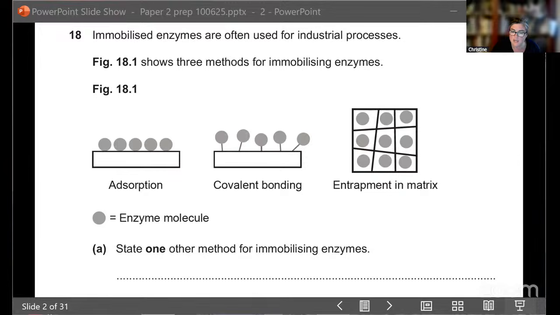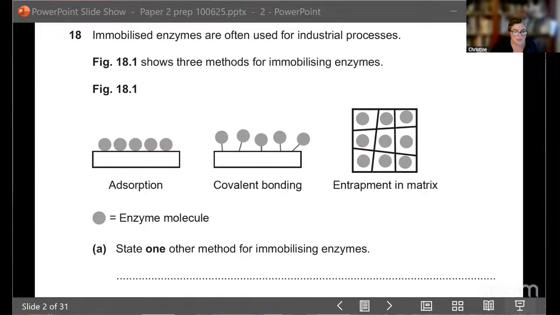So you had said about ionic bonding. Oh, interesting. That's an interesting question because it's given you covalent bonding, adsorption, entrapment in the matrix. And obviously, when you look at the different methods, ionic would be linking it to, let me just bring up a slide for you. Where am I going? You're going to have to bear with me today. My brain's not as on it as normal.